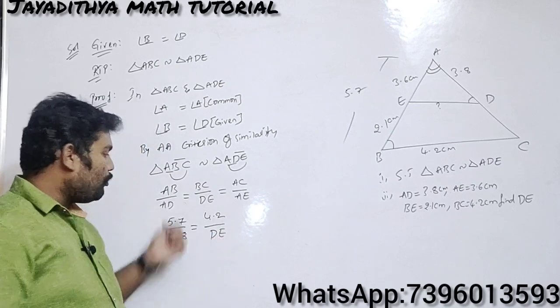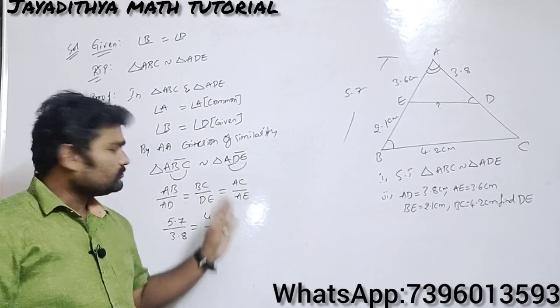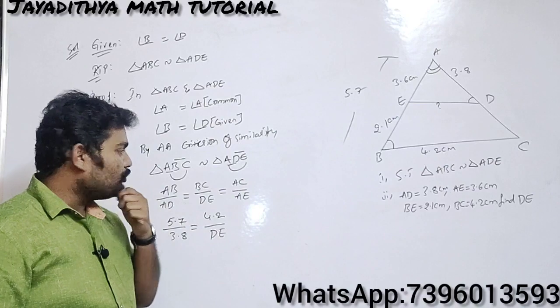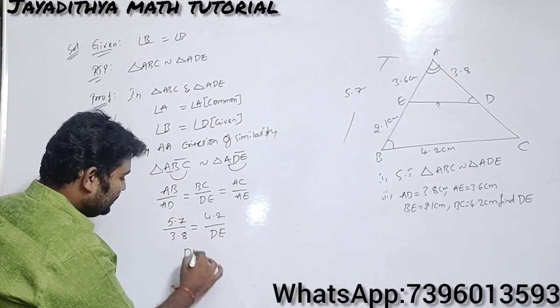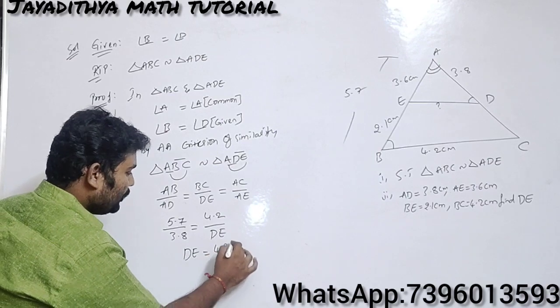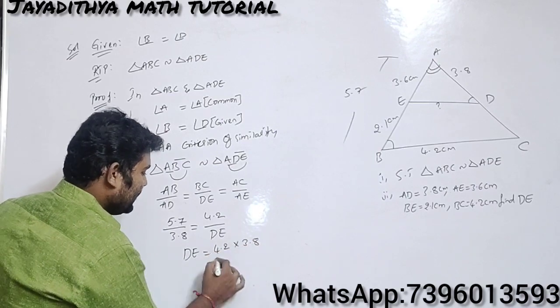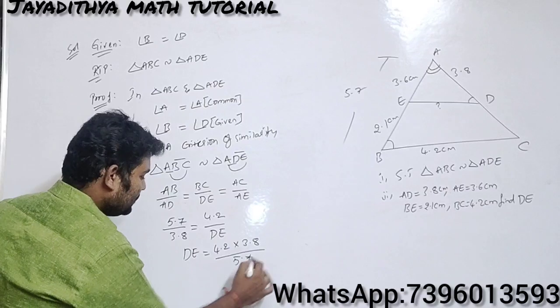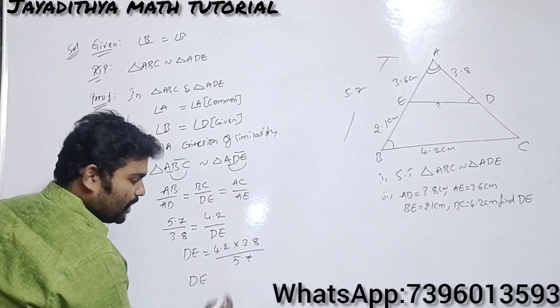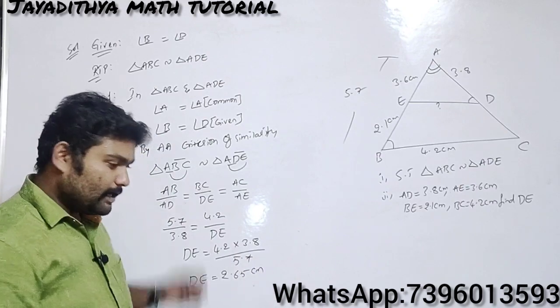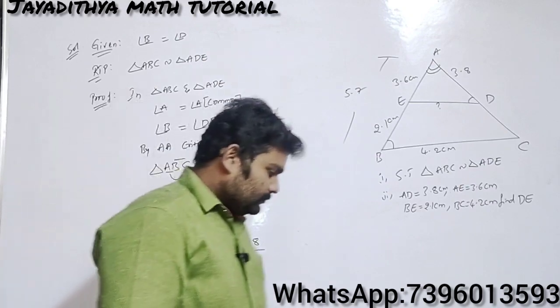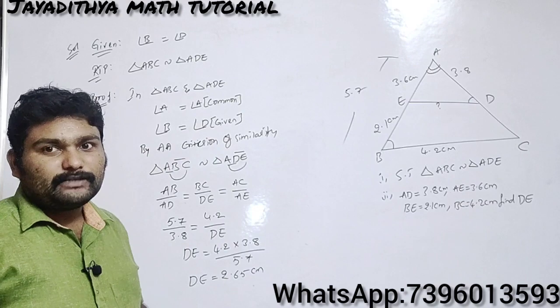So here we have all three values, so there is no need for us to take the ratio of AC by AE. From this you can easily find DE here. So what is our DE now? DE will be equal to 4.2 into 3.8 by how much? That is 5.7. So DE value will be approximately 2.65 centimeters if you calculate. So do the calculation, then you'll get the answer as 2.65 centimeters.